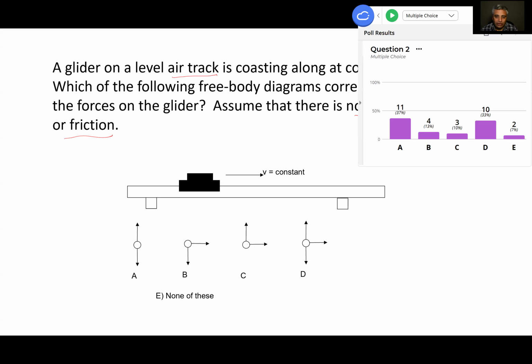So am I right or wrong? You did not answer that. You have to start by saying right or wrong. Okay, I see one response there. So A is right, because there is no contact force, just mg and the normal force. Okay.